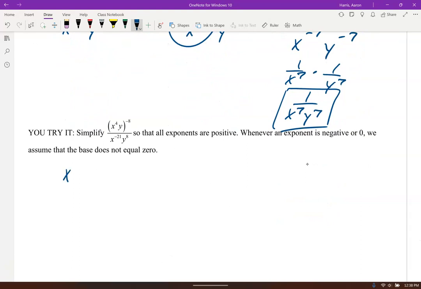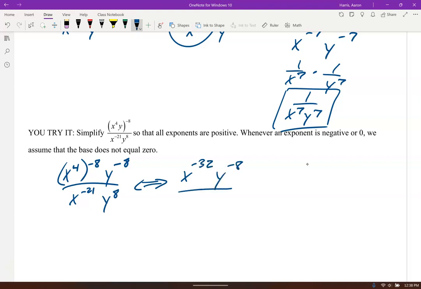Let's do this one similarly. X to the 4th is to the negative 8. Y is to the negative 8. X to the negative 21, y to the 8th. So we got x to the negative 32, y to the negative 8, over x to the negative 21, y to the 8th. Let's do this one a little differently.